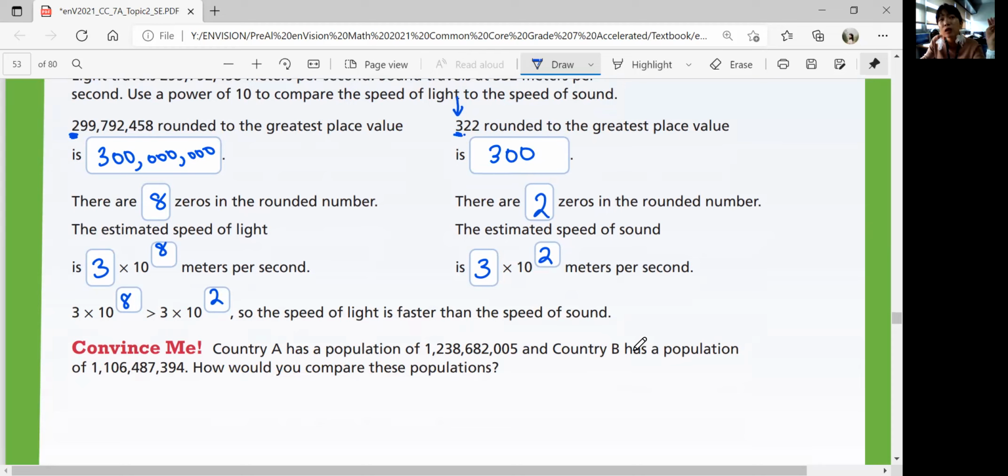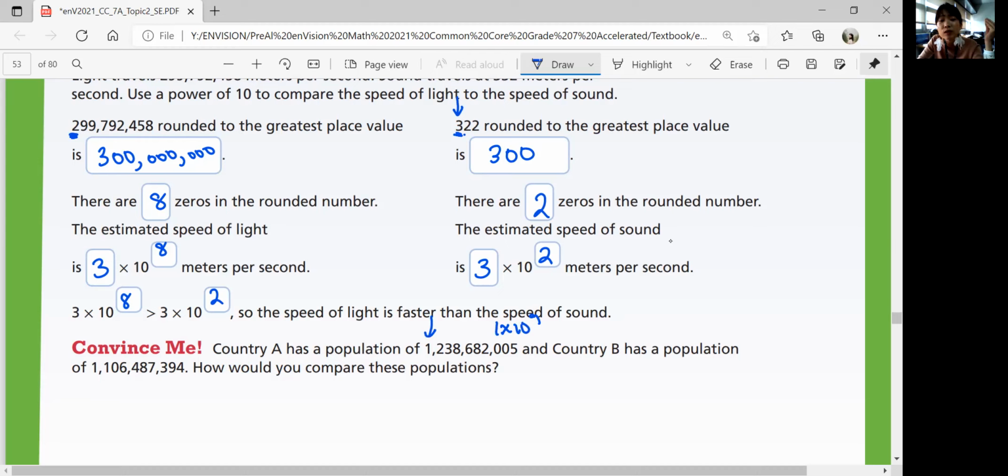All right, country A has a population of 1,238,682,005. Country B has a population of 1,106,487,394. How would you compare these populations? Round them up. They are both billions, right? The populations will be 1 times 10 to the 9th for both countries, aren't they? Right, when rounded to the greatest place value.